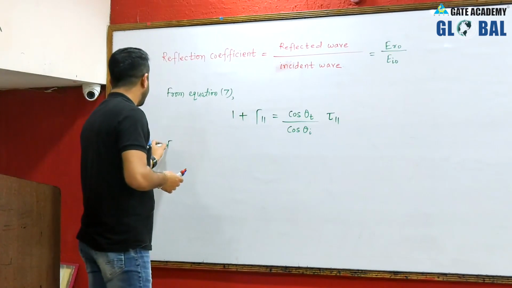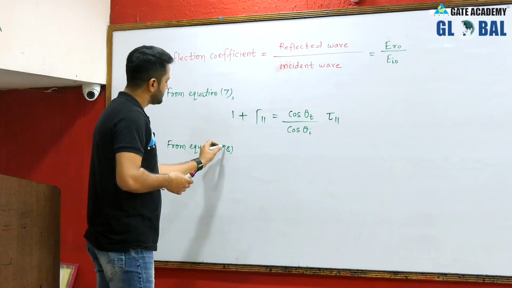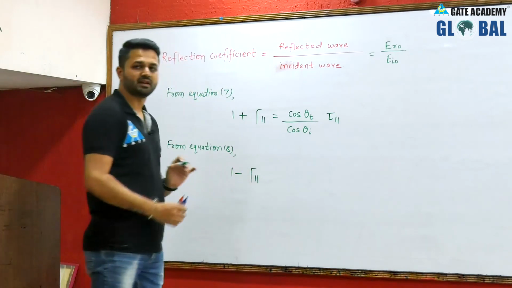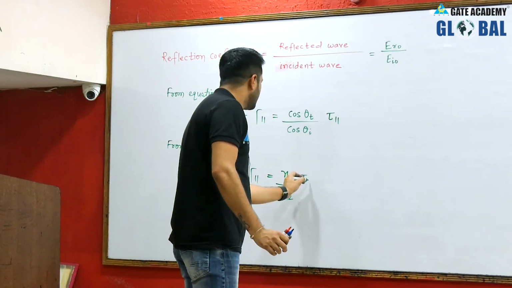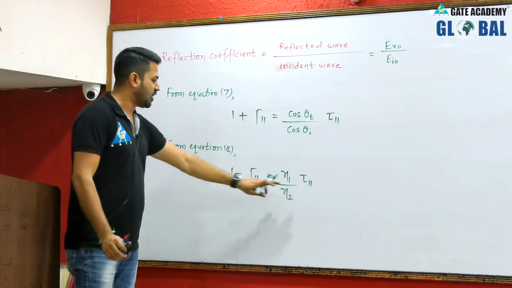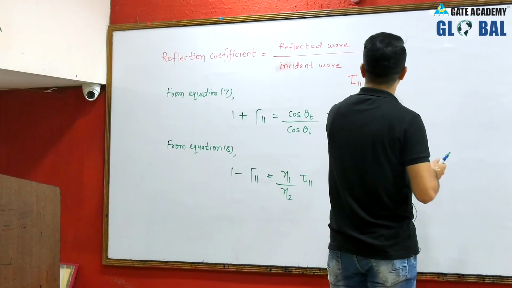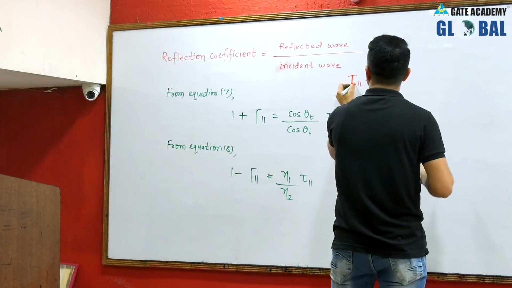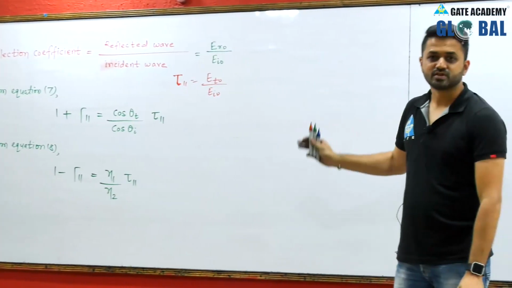And from equation number 8, you can refer to that. Actually I don't have that equation, but I can recall it. That equation is 1 minus gamma parallel, for the parallel polarization, equal to eta 1 divided by eta 2 multiplied with tau parallel. So these are the two equations which we are getting. Tau parallel, I am writing it here separately. This tau parallel is nothing but ET0 divided by EI0. So according to that, I had written equations number 7 and 8.